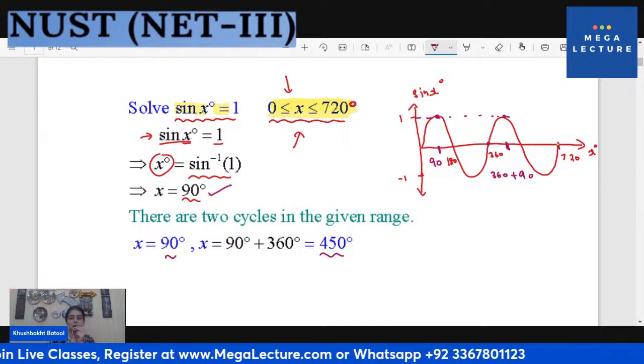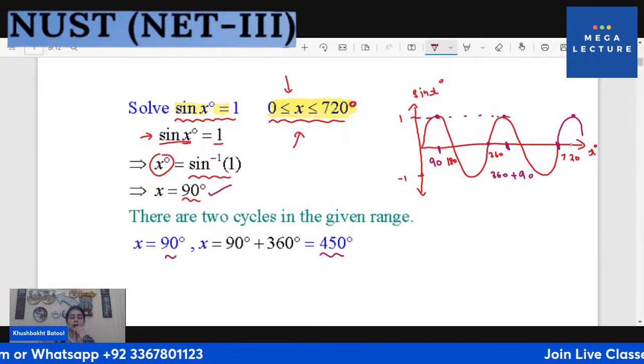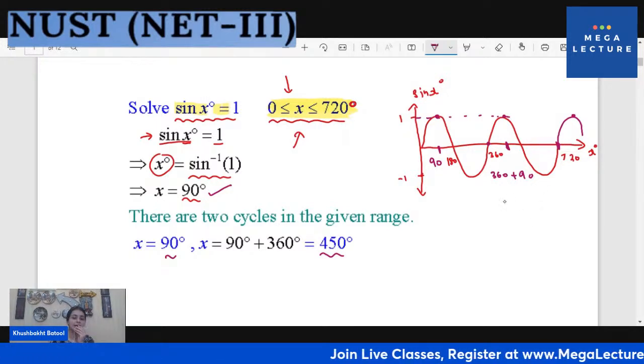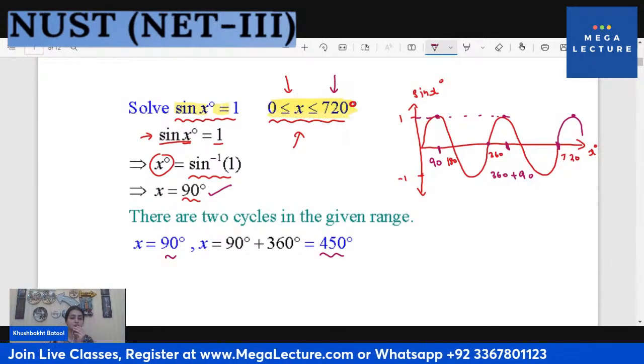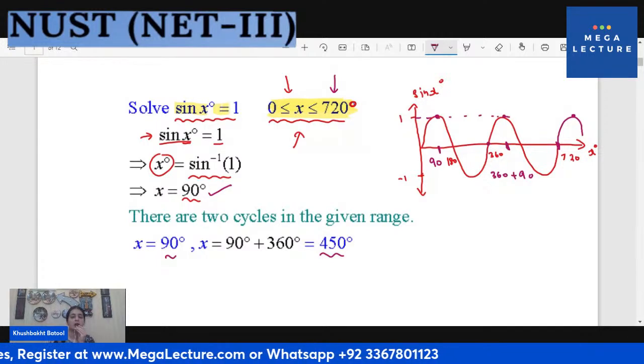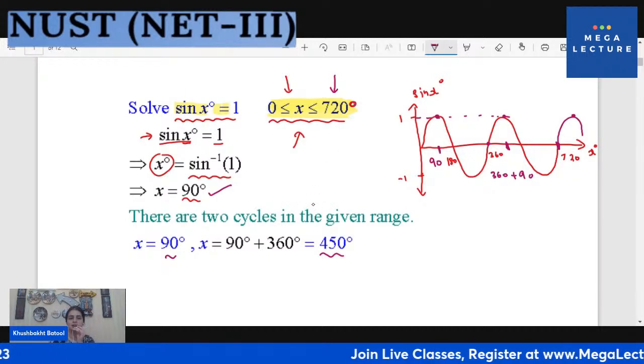Now I know if I keep making this graph, this point would also give me 1, but that would be something after 720, that would be 810, and 810 is not included in my range, it is ending at 720, so I need to be sure about the range. That is how I am going to find the values of theta or x in trigonometric equations.